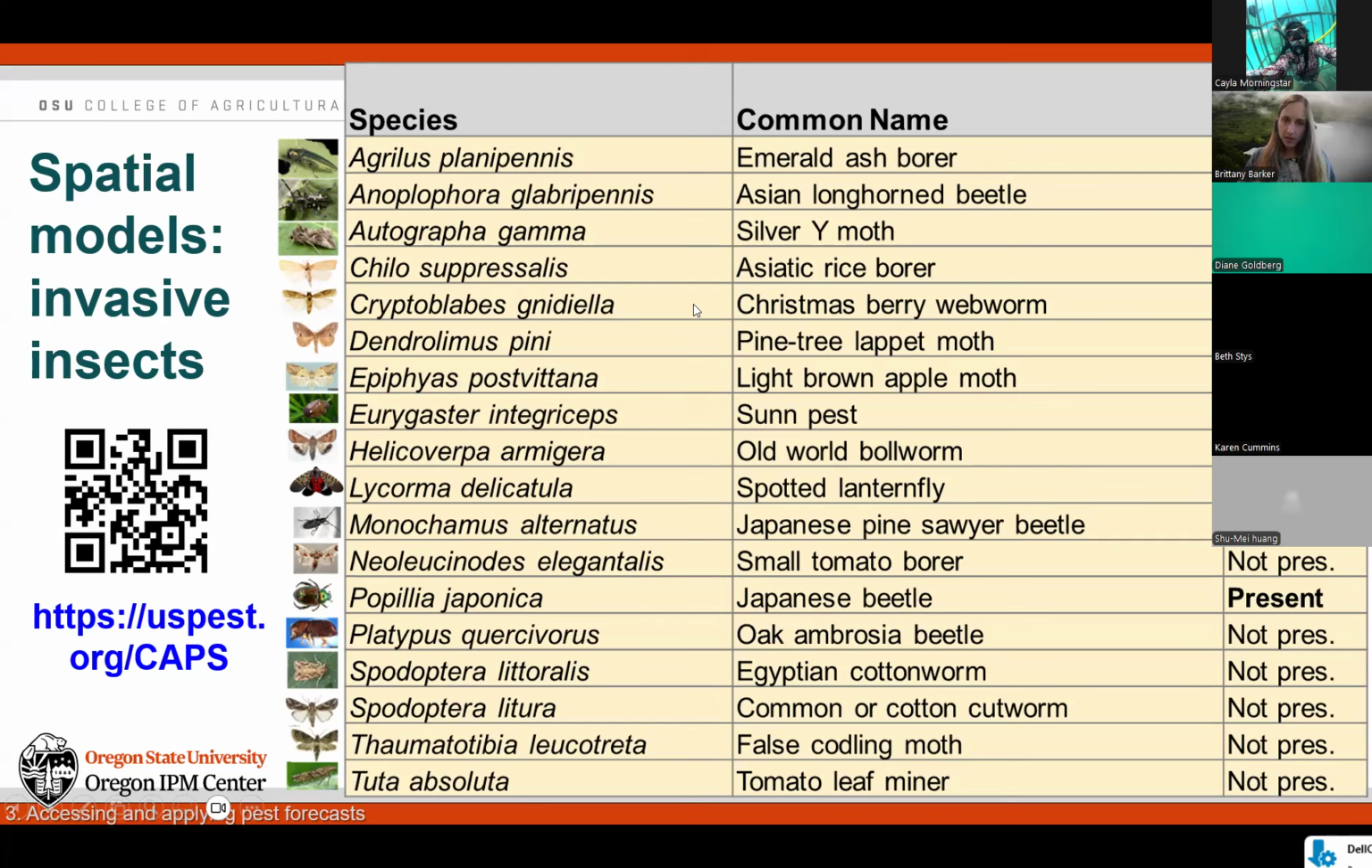Many of these other species are not present. So just some examples like Japanese pine sawyer beetles, different tomato pests like the small tomato borer and Tuta absoluta, the tomato leaf miner. The reason that we have models for these is that we were sharing our forecasts with APHIS PPQ. APHIS PPQ has a survey program called Cooperative Agricultural Pest Survey. They're going out and making sure that these species do not get here. So they're using our products to hopefully increase surveillance efficacy and ensure that these really major pests don't arrive and establish in the United States.